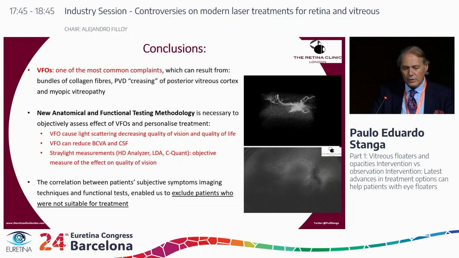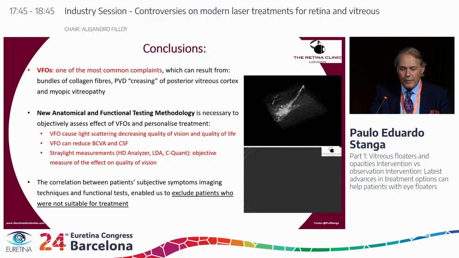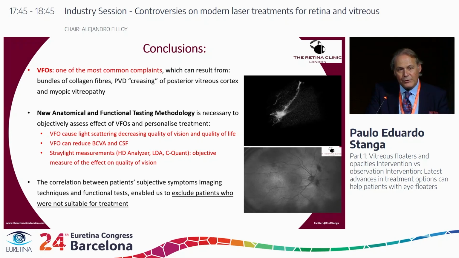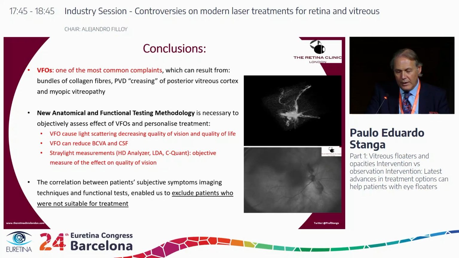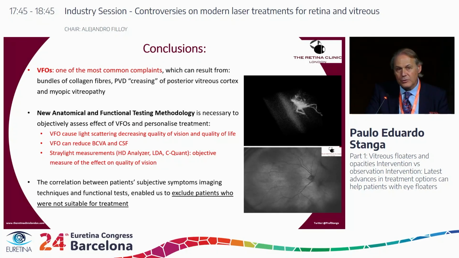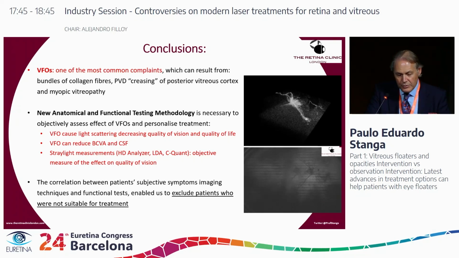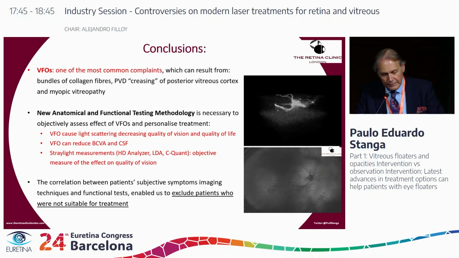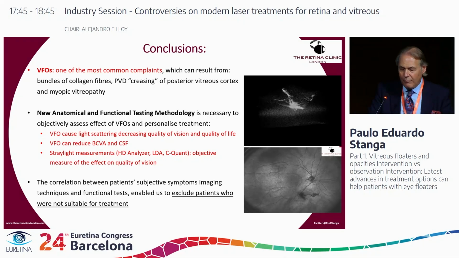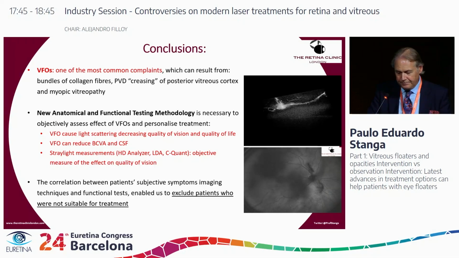So in conclusion, VFOs, or vitreous floaters and opacities, are one of the most common complaints. We have to remember that VFO causes light scattering. This decreases quality of vision and quality of life. VFO can reduce best-corrected visual acuity. We have seen this, and we've just got a publication going through a review process that also will show that, and contrast sensitivity. And we have objectively assessed stray light measurements.